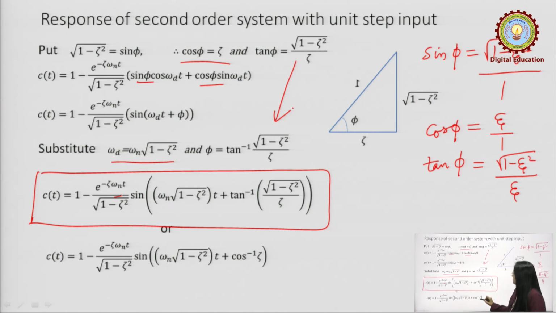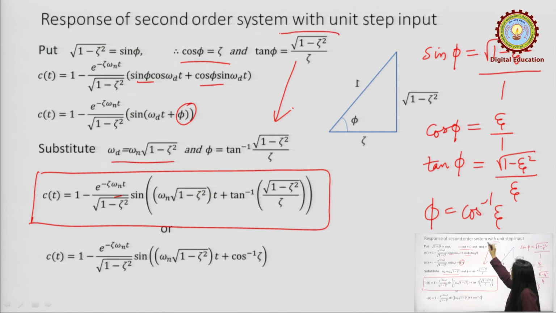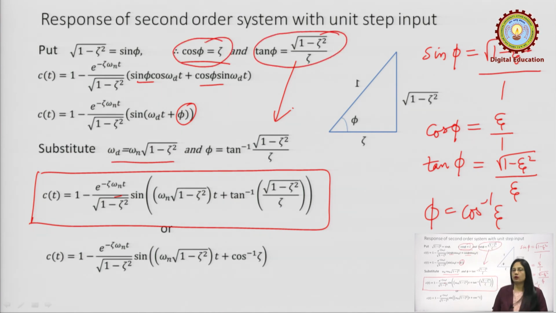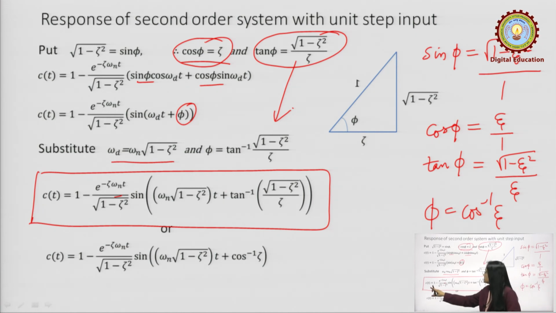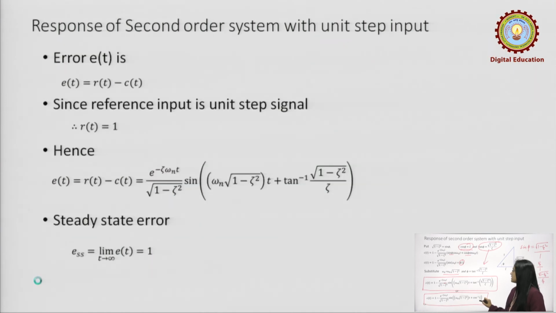Now, here we can also see that we can replace phi. What is cos phi? So, phi is equal to cos inverse zeta. So, that is also possible here because we have a term phi here. We can either replace it using this value or using this value of phi. So, here the output response C of t is equal to 1 minus e raised to minus zeta omega n t upon root of 1 minus zeta square, sin of omega n root of 1 minus zeta square t plus phi. Now, we have all the quantities in terms of omega n and zeta. After manipulation, we are back to the same form, and this equation is also the same, but instead we have used phi as cos inverse zeta.